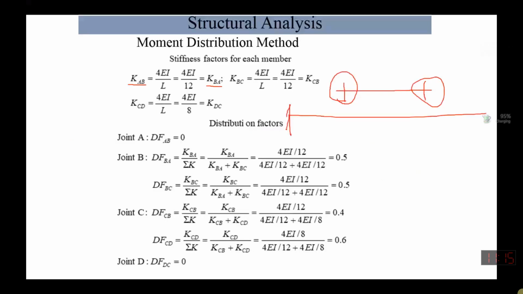because it is our fixed support. So why is it 0? Because the stiffness of the far end of the fix is infinite. In this case, we have just discussed this one.